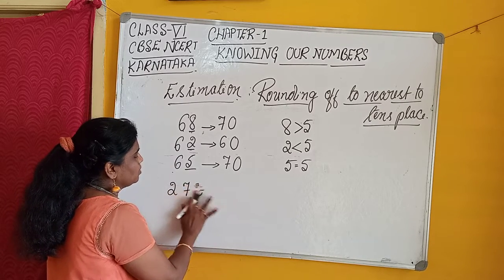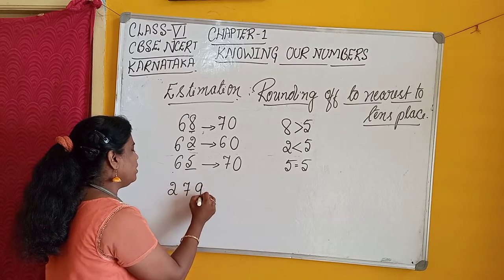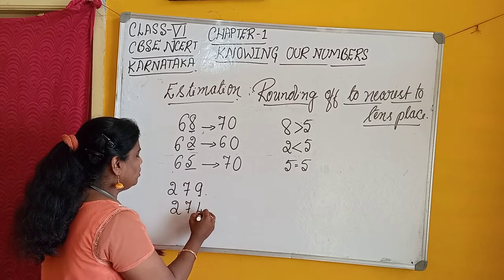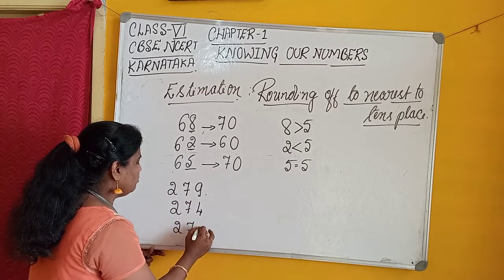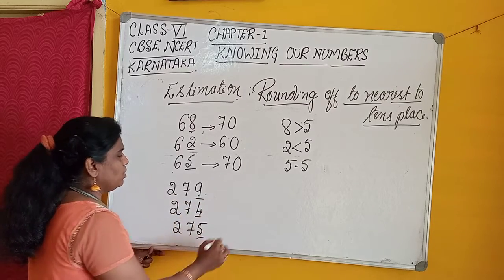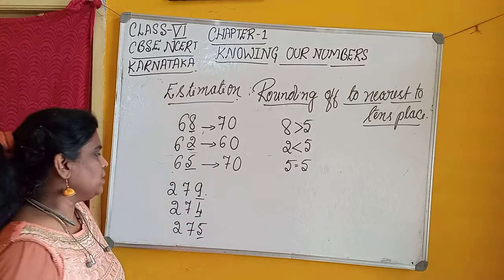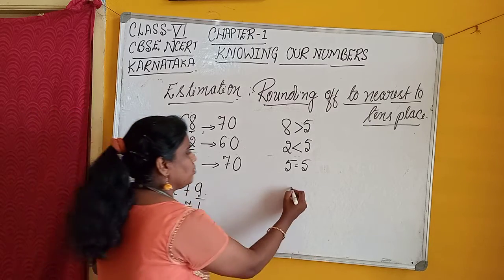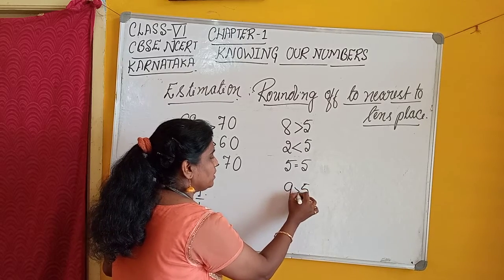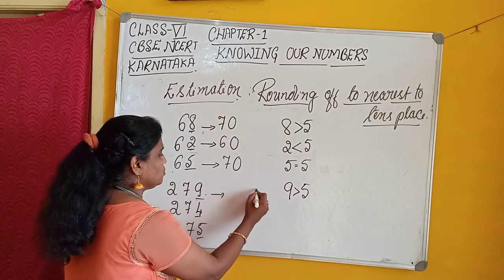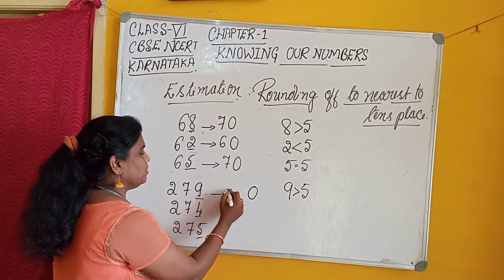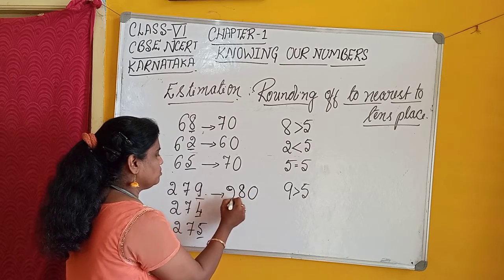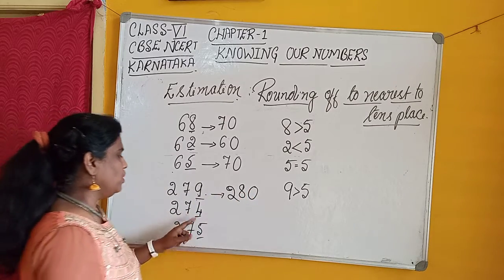278, 279, 280, 274 and 275. In this, we have to round off these numbers to the tens place. Here, let's see the number in the tens place, that is 9. Compare this number to 5. Here 9 is greater than 5. These two digits will become 0 and 7 is raised by 1, that is 8. 280. And here 4 is there.